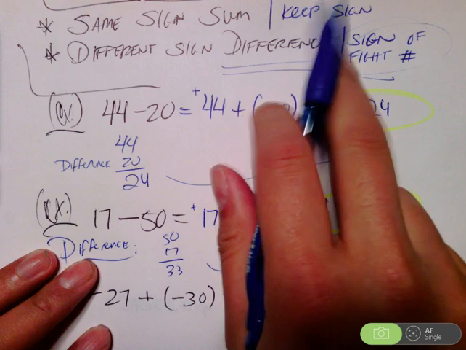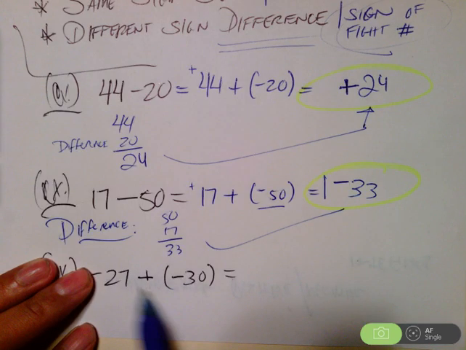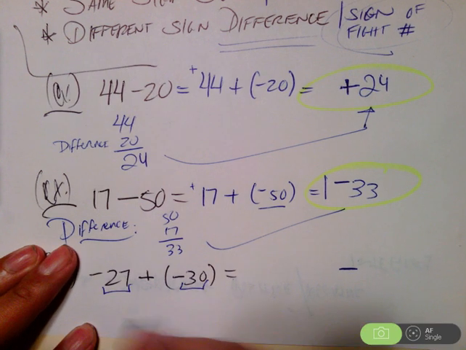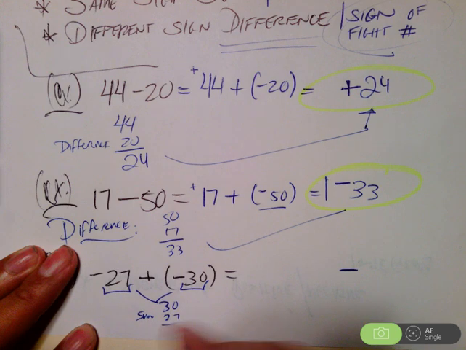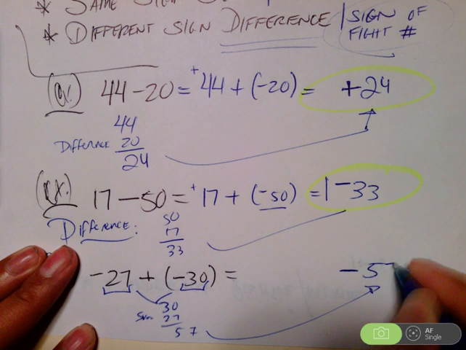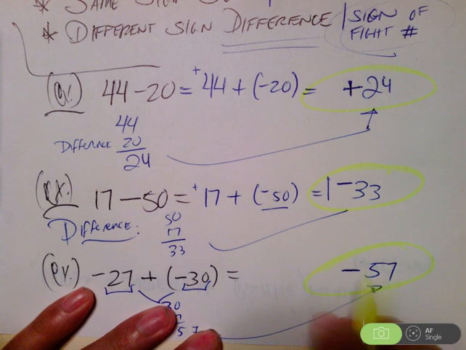Okay, we keep the sign of whatever it is. So right here, the sign's going to be negative, so we'll keep that. And we don't have to do the fight number because we're just going to sum these up. 30 plus 27 is going to be 57. So you take that number and you put it wherever your sign is at. So the answer is going to be negative 57 right here. Okay. So there's that right there.